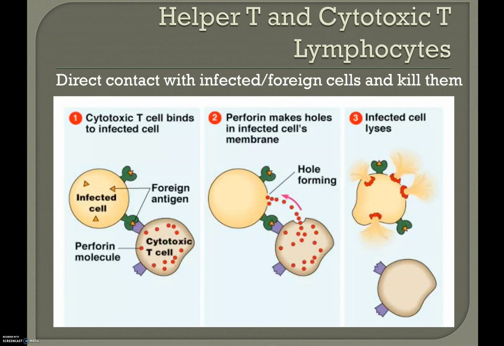Eventually the infected cell lyses. That is how the infected cell is destroyed by the cytotoxic T lymphocyte. Therefore, we see that the cytotoxic T lymphocytes and the helper T lymphocytes work very, very differently.